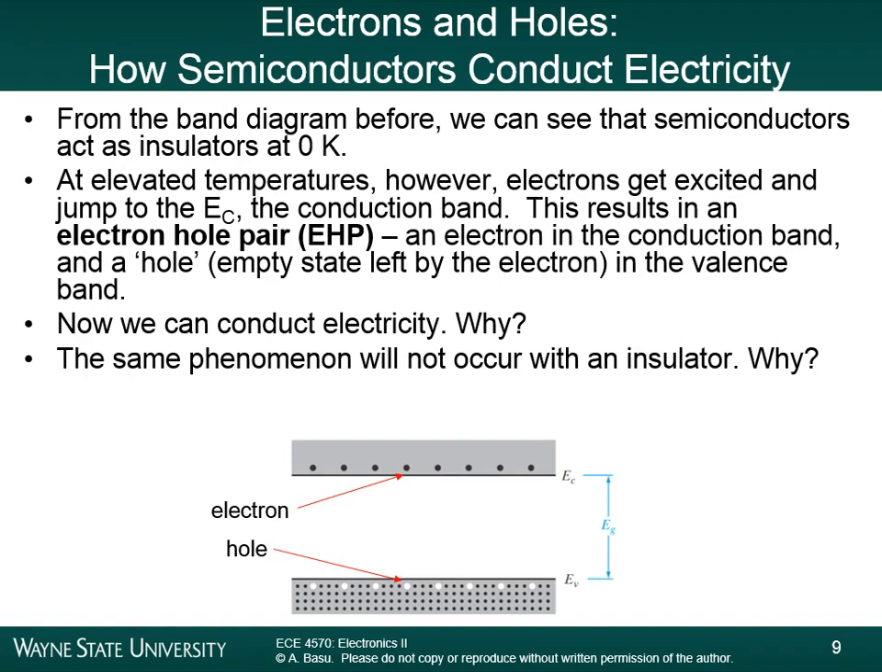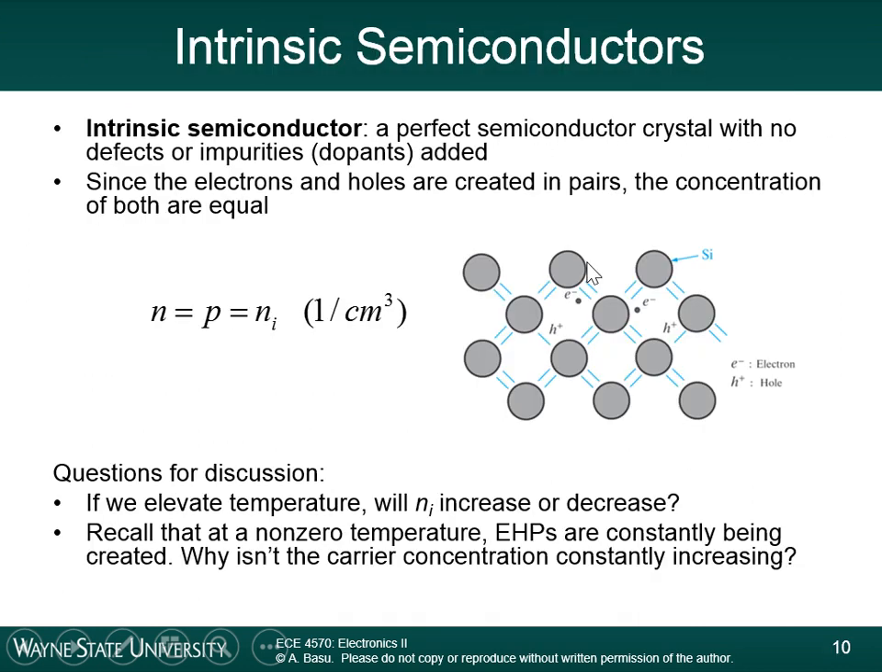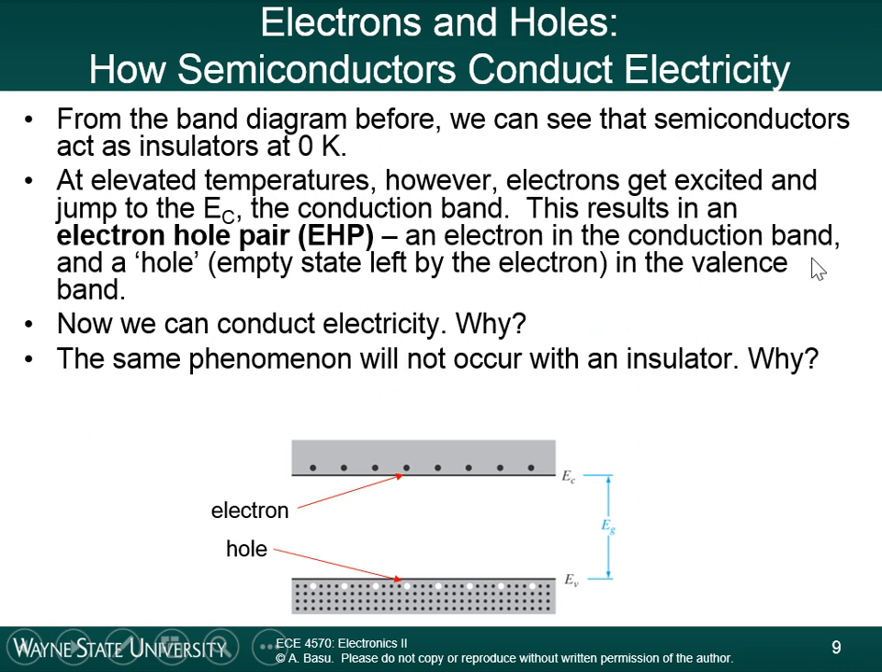All right. So let's just finish up this slide, and then we'll take a break. From the band diagram before, we can see that semiconductors act as insulators at 0 degrees Kelvin. At elevated temperatures, the electrons get excited and jump to the conduction band, EC. This results in an electron-hole pair. So the electron moved from here up to here, and it left a hole, an empty state in the valence band. So now we can conduct electricity because, as many of you said, the two bands are partially filled. The conduction band can conduct electricity, and the valence band can as well.